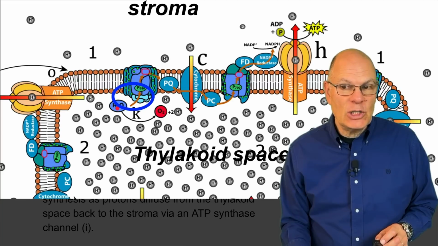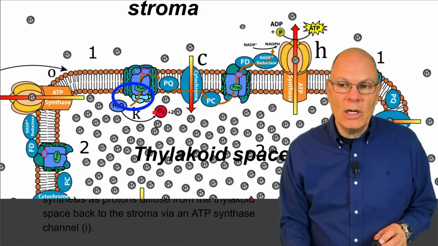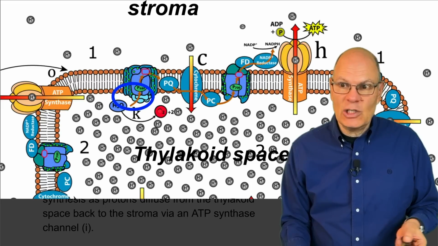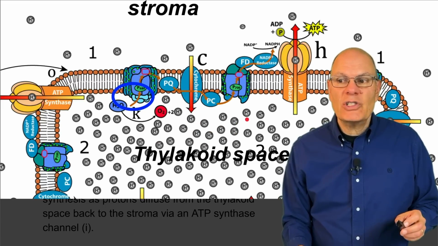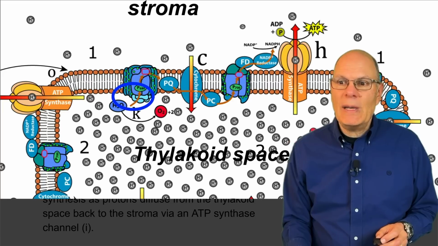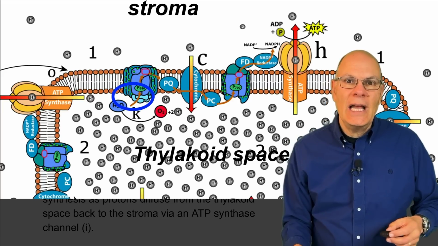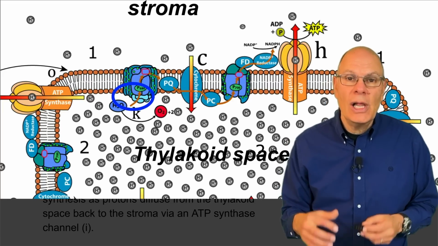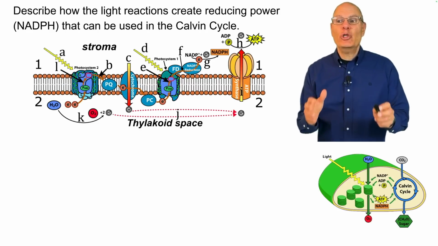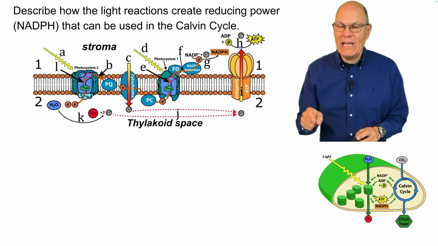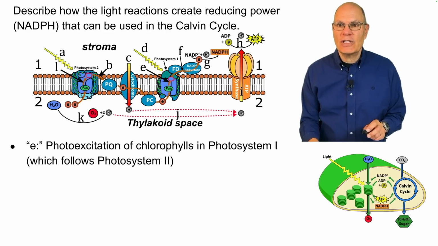And what it does is it takes water molecules, splits them apart to create oxygen, that's a waste product, but also to create protons. And those protons accumulate in the thylakoid space. That enhances the gradient and it powers additional ATP production. Describe how the light reactions create reducing power, NADPH, that can be used in the Calvin cycle.